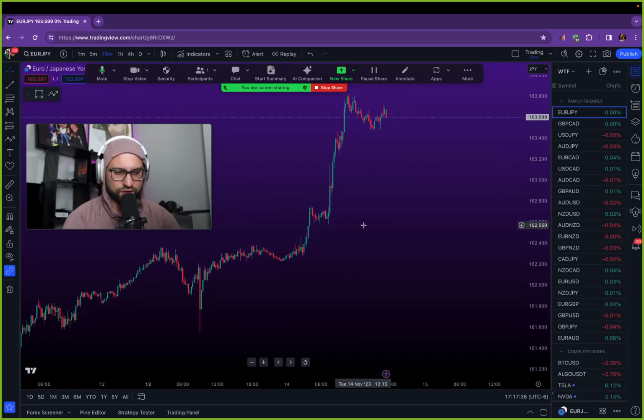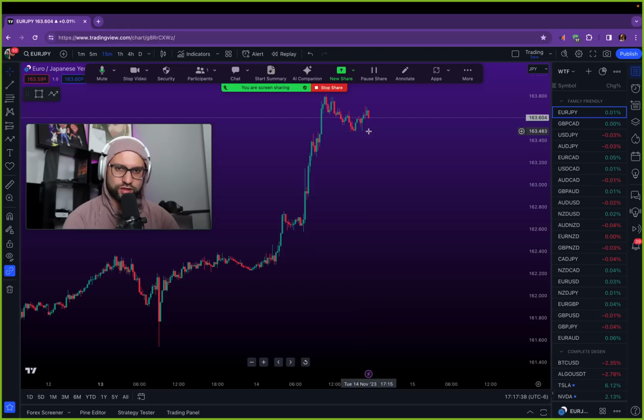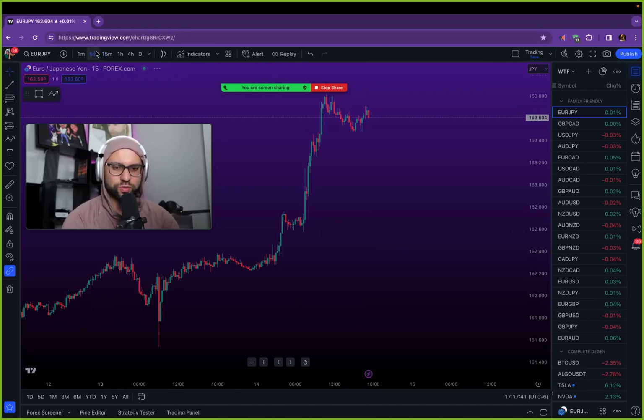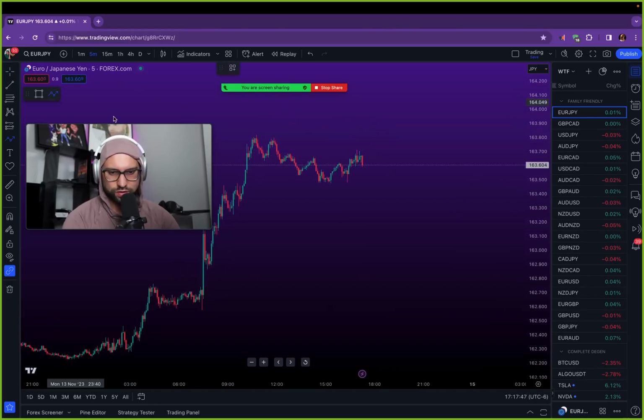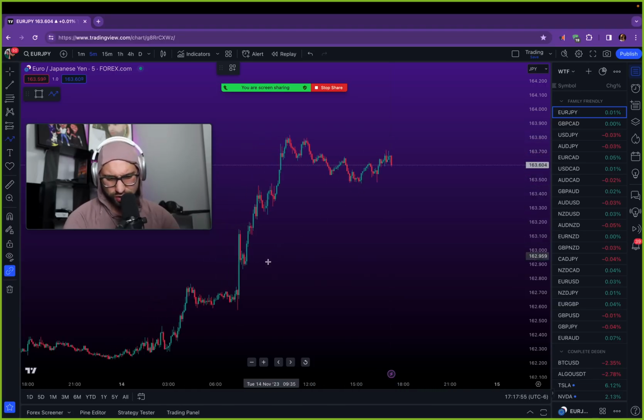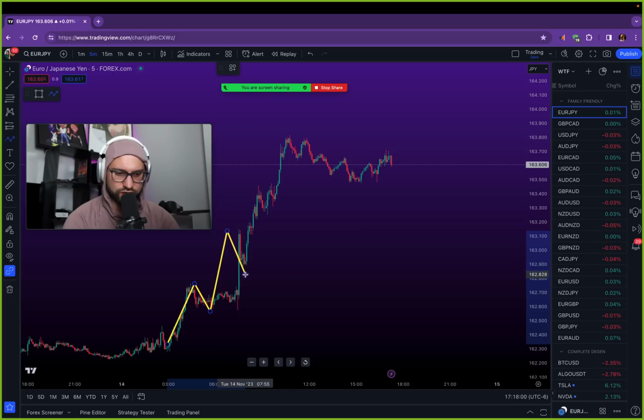On the 15-minute, we're currently going sideways. The same sort of thing on the 5-minute. So the idea would be to wait until everything starts to align. You've already got the daily, 4-hour, and 1-hour, but you go to the 15-minute and 5-minute, and it looks like it's going sideways for right now. If it was not going sideways, you would see it making higher lows, higher highs, higher lows, higher highs, over and over again.